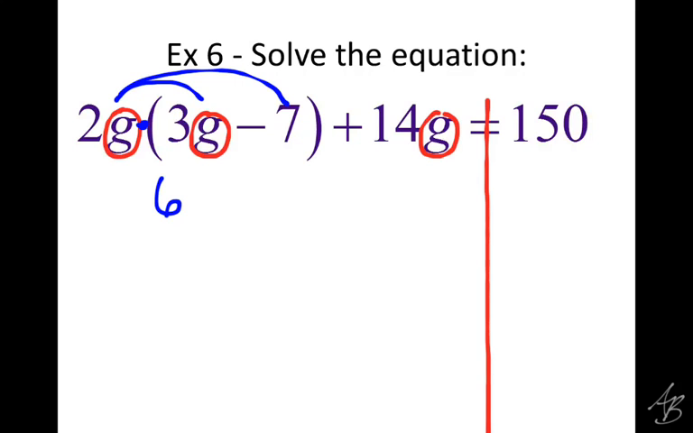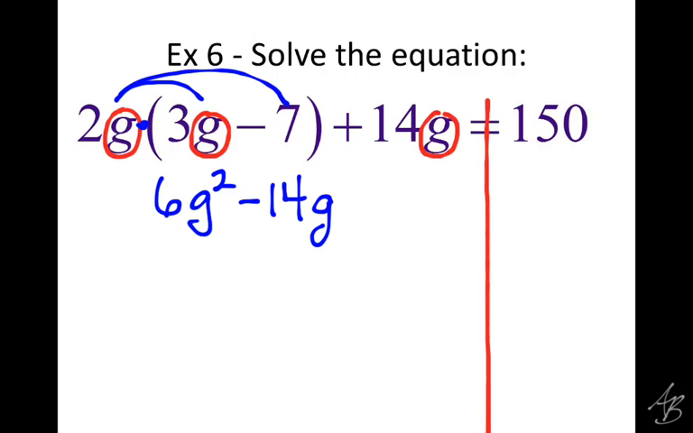Close. It's not 6g, it's 6g squared. Why is it squared? Because it's g times g, right? So 2 times 3 gives us the 6. G times g is g squared. Everybody understand that? Okay. How about 2g times negative 7? Negative 14g. Remember, it was 2g times negative 7. So the 2 times negative 7 gives us the negative 14, and then we also need that g in there.